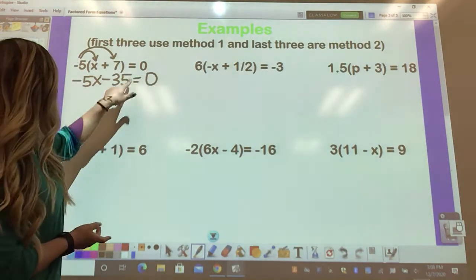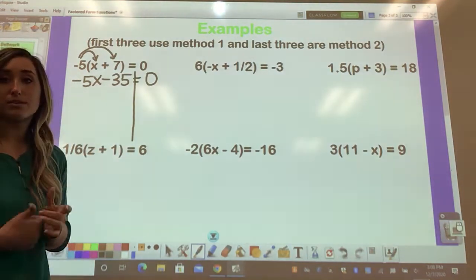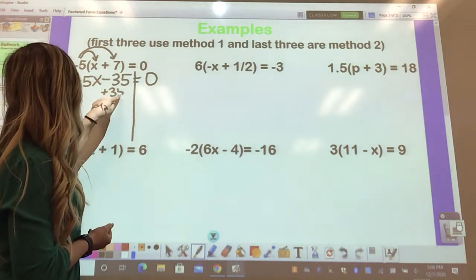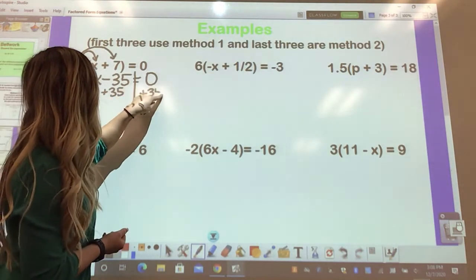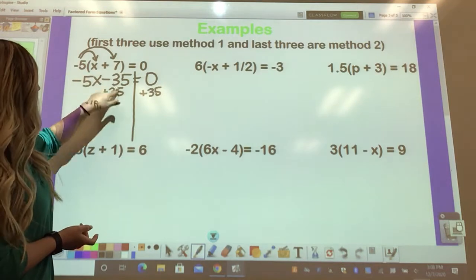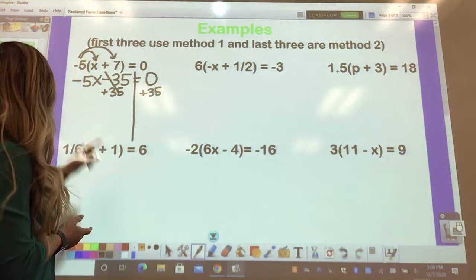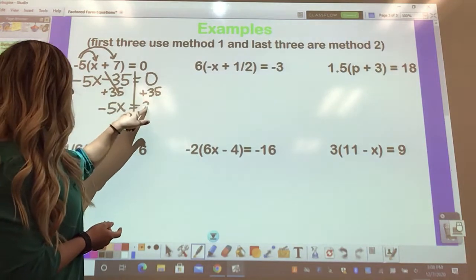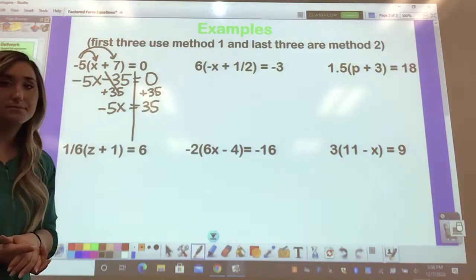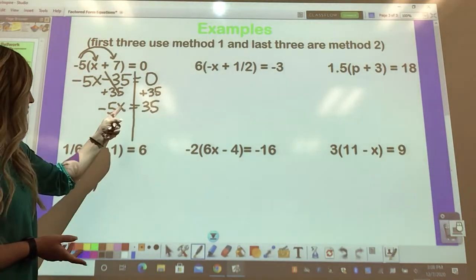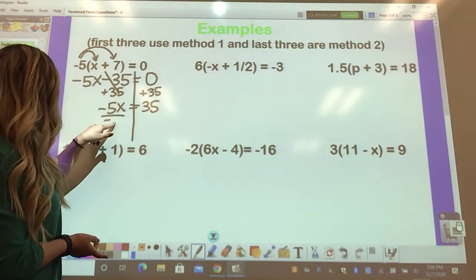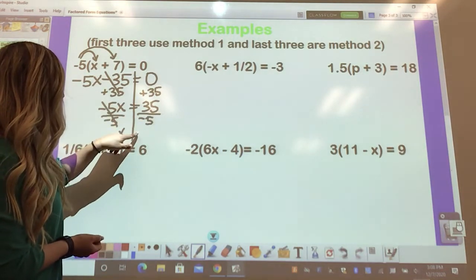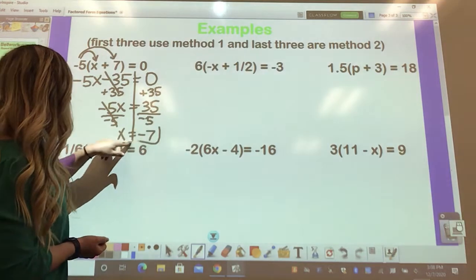Now, like I said, we're back to where we were earlier this week. This is a two-step equation. I'll start by adding 35 on both sides. Minus 35 and plus 35 cancel out, leaves me with negative 5x over here, and 0 plus 35 is 35 on the right. And then to undo this times negative 5, I need to divide by negative 5 on both sides. That leaves me with x equals negative 7.